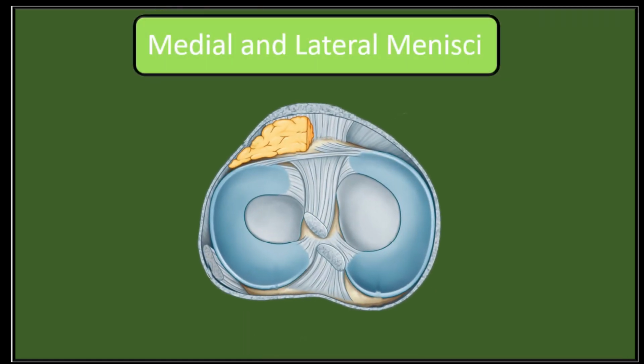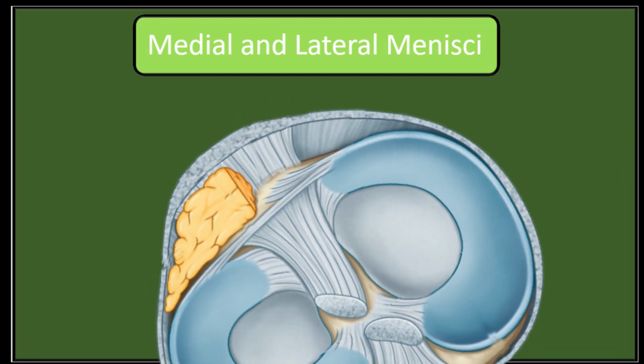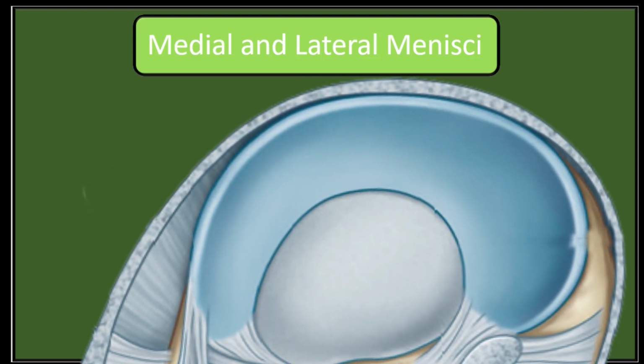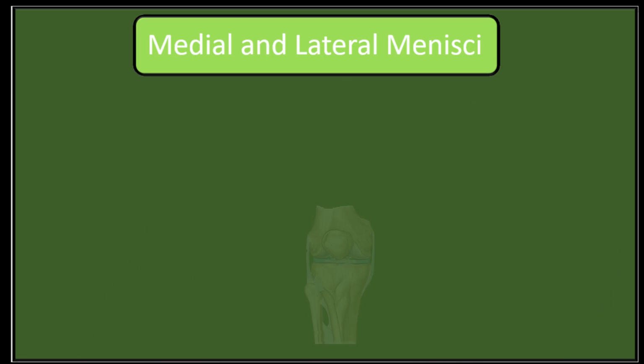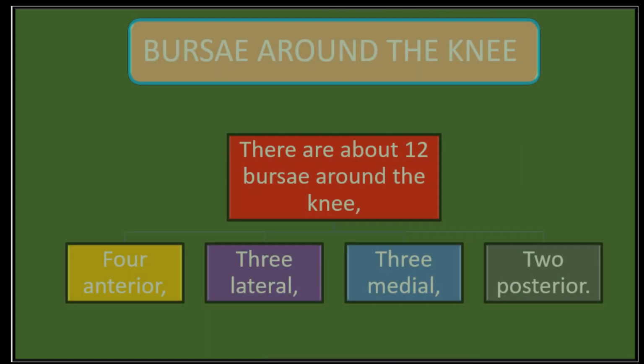For the intracapsular discs, we have two, the medial and lateral menisci. The medial meniscus is more fixed to the capsule and is less mobile than the lateral meniscus. Hence, it is more at risk of injury. These menisci deepen the articular surfaces of the condyle of tibia and partially divide the joint cavity into the upper meniscofemoral and lower meniscotibial compartments. Flexion and extension of the knee take place in the upper compartment, whereas rotation of the knee occurs in the lower compartment. There are 12 bursae around the knee.